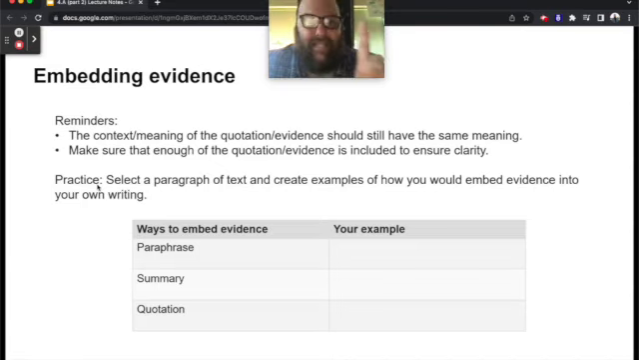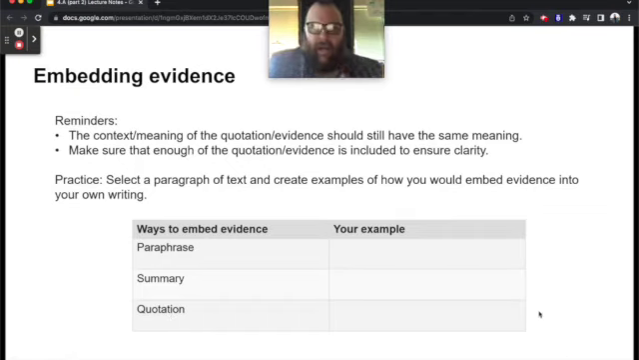So I want you to practice here in a second. Don't do it quite yet. Select a paragraph of text and create examples of how you would embed evidence into your own writing. And so on a Google Doc or paper, whatever you're doing, we'll do it like this. You have a paraphrase, a summary, a quotation, and what your example is on the right.